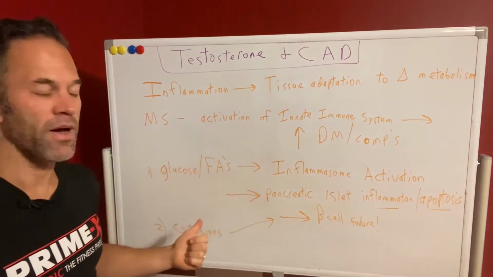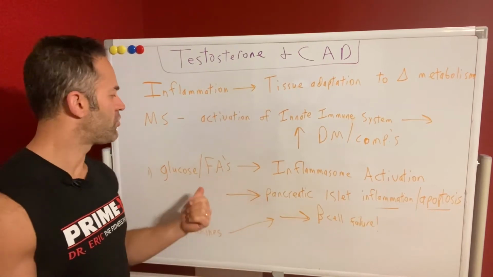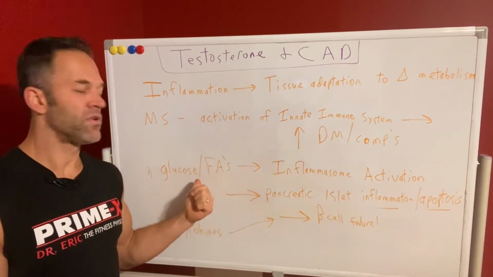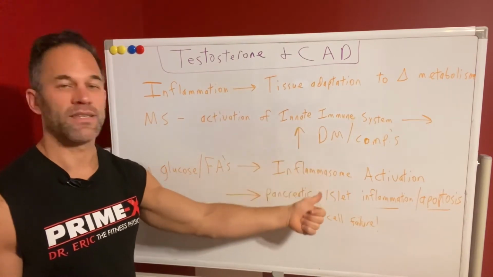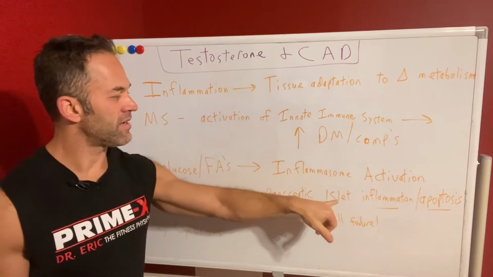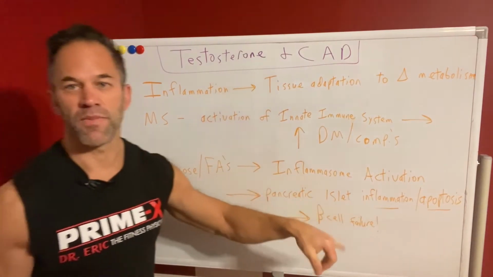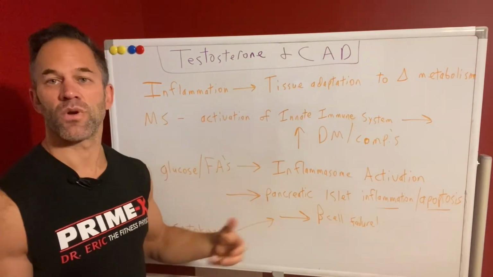There's, at the bottom, toxins and bad food, of course, and many other things that can contribute to this. But excessive glucose and excessive fatty acids can lead to this inflammasome activation, this excessive activation of the immune system, and this can lead to pancreatic islet cell inflammation. Basically, the little cells inside the pancreas. There are the alpha cells and the beta cells. The beta cells are what create insulin, right?